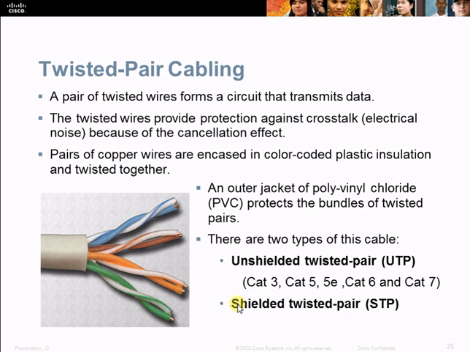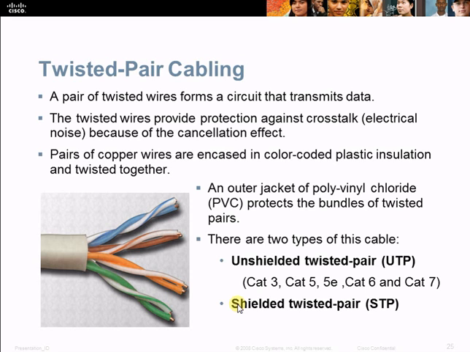And so the different types are Cat 3, Cat 5, Cat 5e, Cat 6, and Cat 7. And then we have the shielded twisted pair, or the STP, which is usually more expensive. If you have lots of electrical wiring or fluorescent lights or problems with radio waves or microwaves, then you might want to use this STP cabling. I believe the Cat 5e and the Cat 6 are required for PoE. If you're going to do power over Ethernet, you want to make sure you have the proper cable for that.